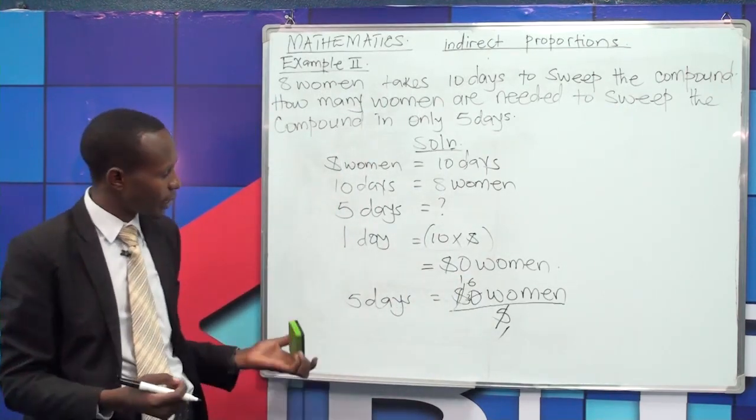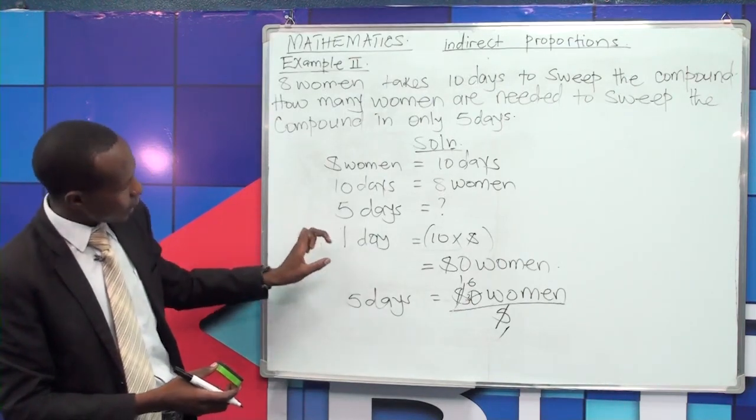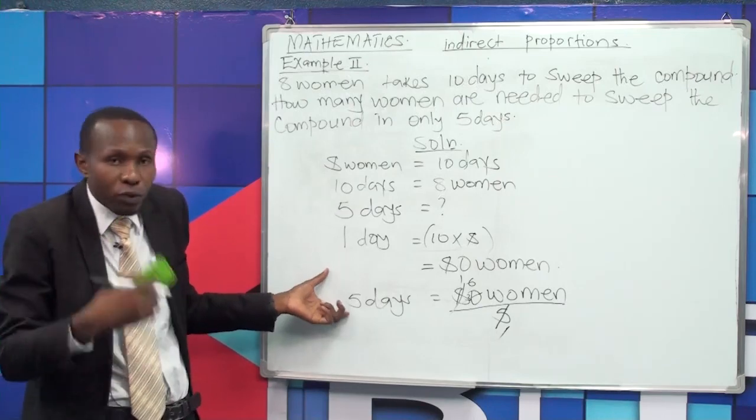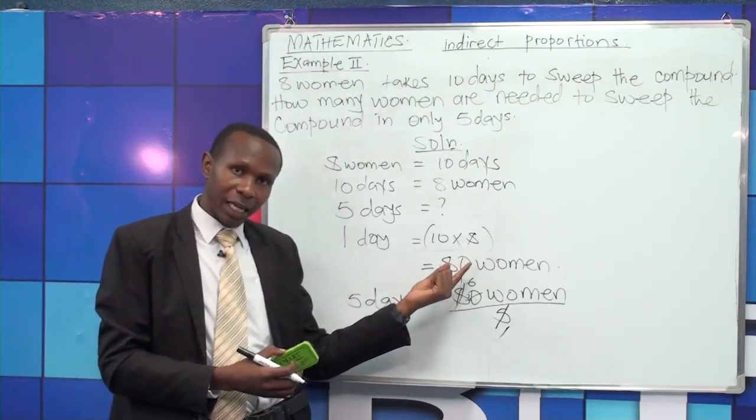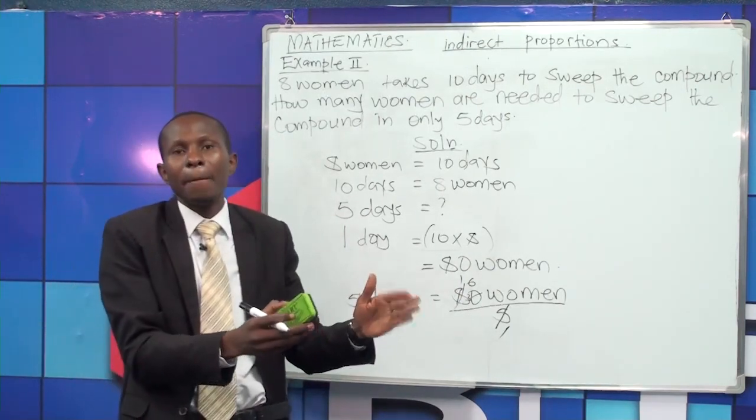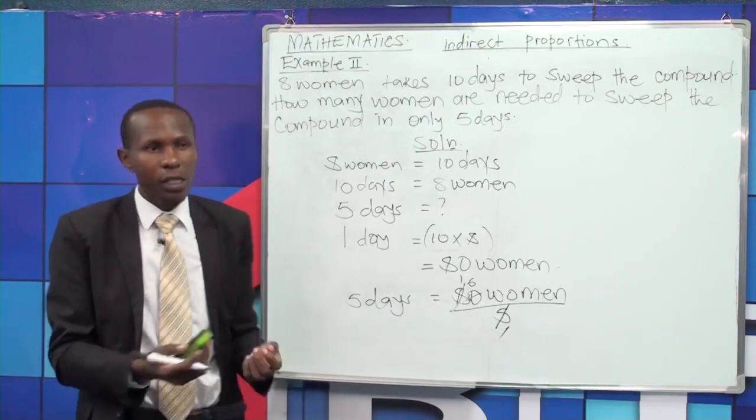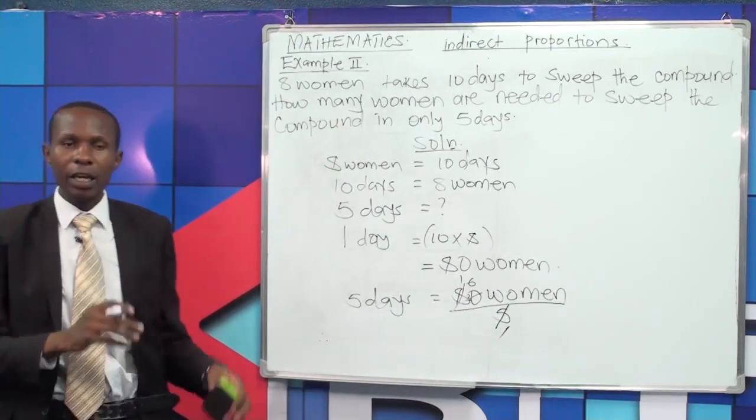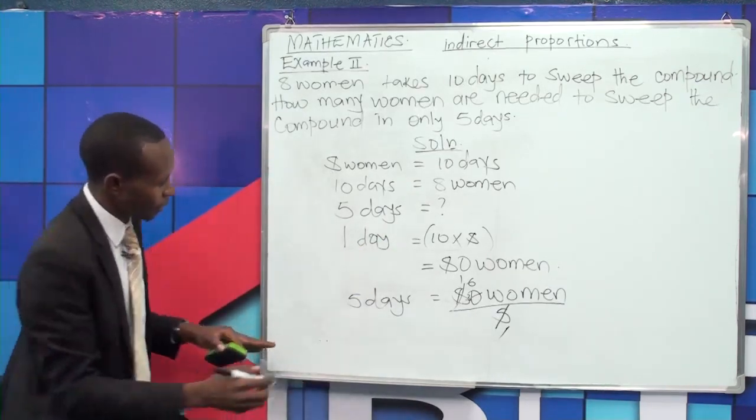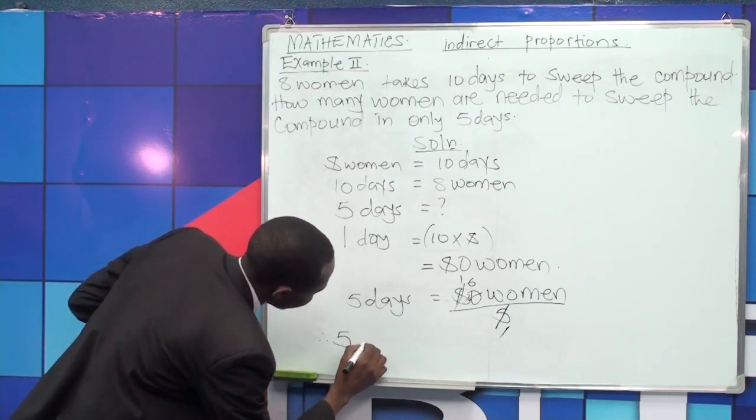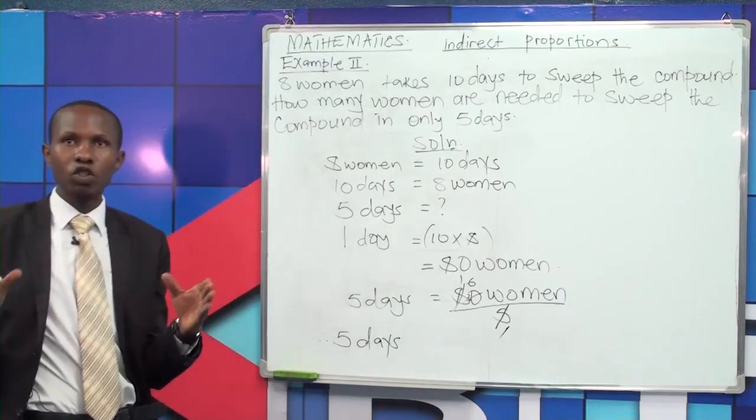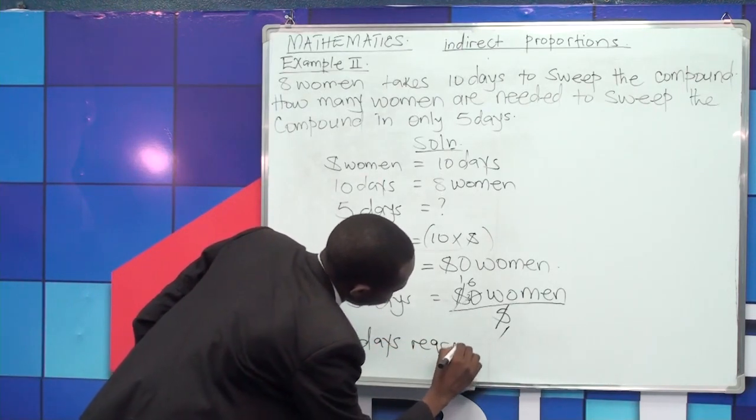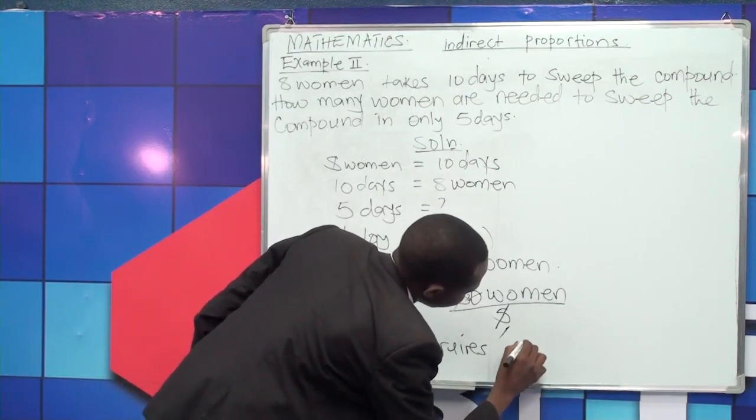So if we have come out with the 6, what is the next step? We shall say 1 day it will take 10 times 8, then it will give us 80 women. But for you to get 5 days, we shall have 80 women who are working in only 1 day. Then we divide by the number of days you want them to work. So I'll divide by 5, and then finally I'll come with 16 women. So I'll say, therefore, if I need my work to be done in 5 days, it requires 16 women.